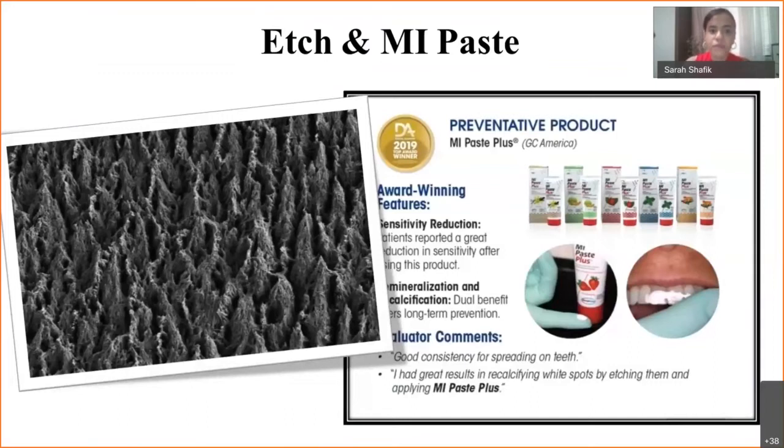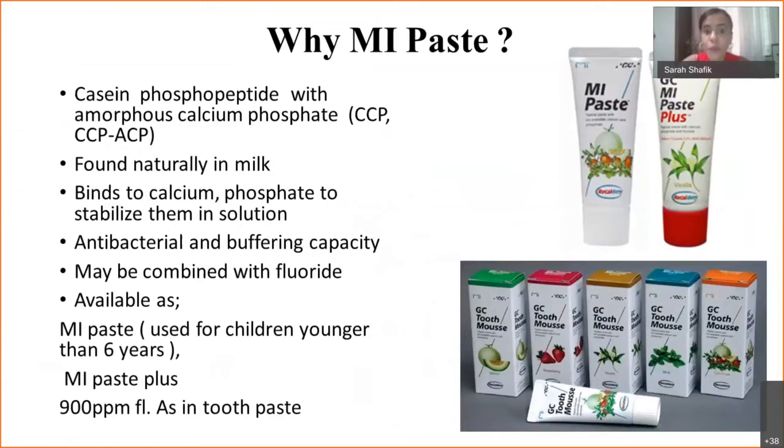So why use this paste? Actually, it's a casein phospholipid with amorphous calcium phosphate. And as we know, amorphous calcium phosphate has lots of calcium and phosphorus content that help the remineralization. Add to this the presence of the casein phospholipid, which is the milk protein, the casein itself. It has an alkaline pH, and it helps to stabilize the calcium and phosphorus in this solution.